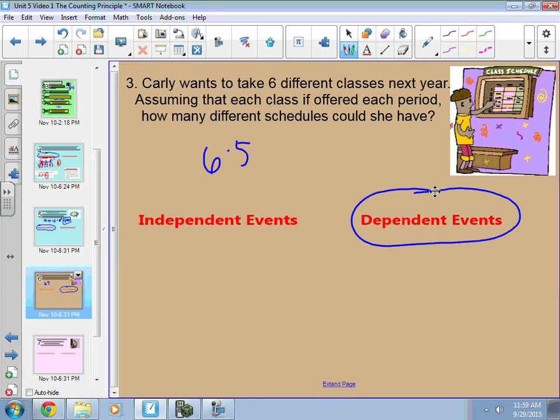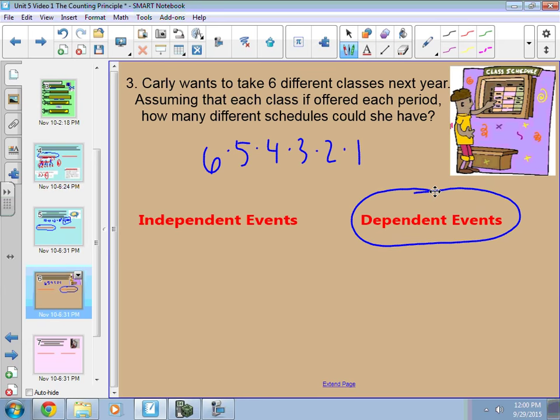Now she's down to 4 classes left, so she's got 4 choices next, then 3, then 2. Finally, for her 6th hour, she's got 1 choice left. So the answer would be 6 times 5 times 4 times 3 times 2 times 1. Now, we could go through and type all that in on our calculator.